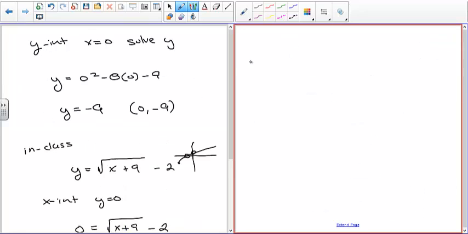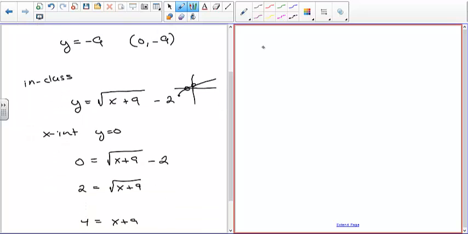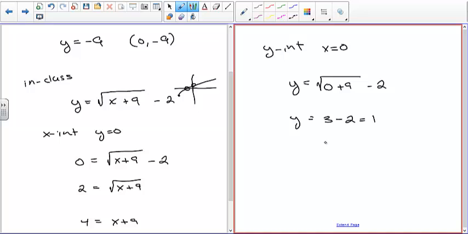And then the y-intercept, you set x equal to 0. So you get y is equal to the square root of 0 plus 9 minus 2. And the square root of 9 is 3, so you get 3 minus 2, which is 1. So the y-intercept is going to be 0 comma 1.